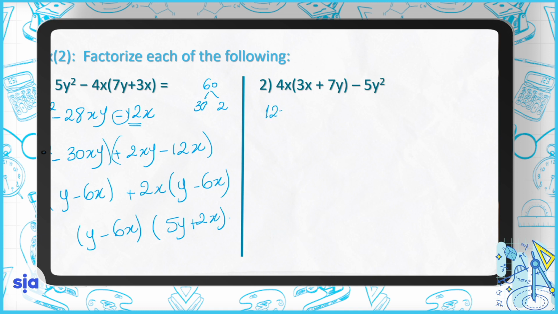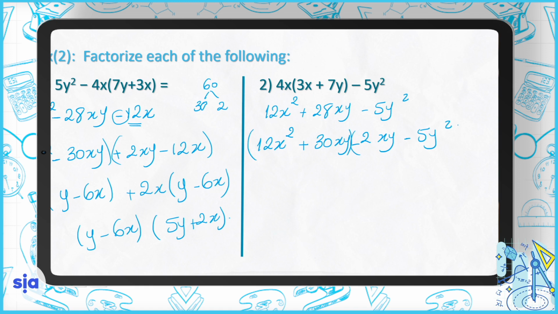So it's 12x squared plus 28xy minus 5y squared. So if you do this, it will be 12x squared plus 30xy minus 2xy minus 5y squared. If you collect the first two as one group and the second two as one group, 6x is a common factor, so it is 2x plus 5y.